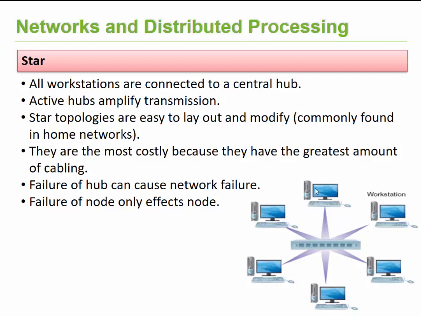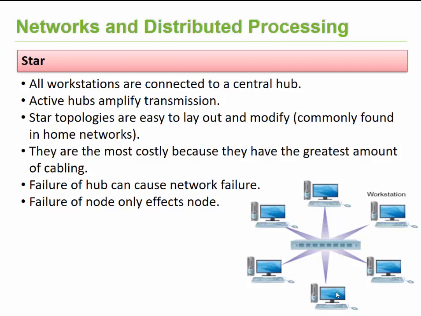The hub will receive information, so let's say I want to send information from computer A to computer B. Computer A will send the information to the hub. The hub will amplify the information, the signal, meaning that it's going to make it stronger, and then it's going to forward that message to the receiving computer. Now the advantage of a star topology is that it's relatively easy to lay out and to modify. And we typically find that this type of topology is used in home networks.